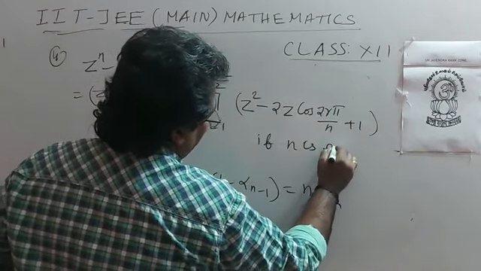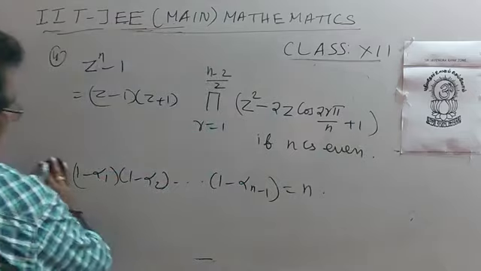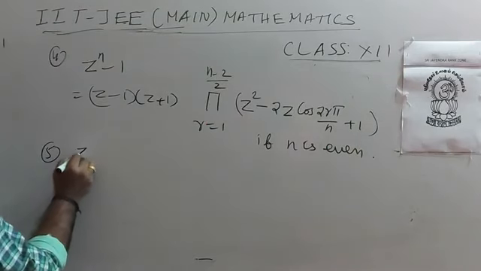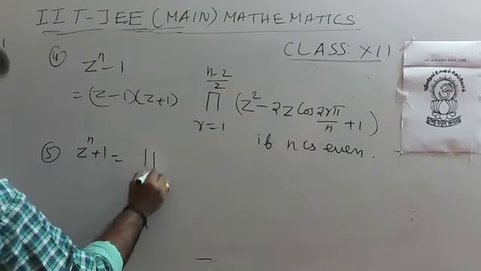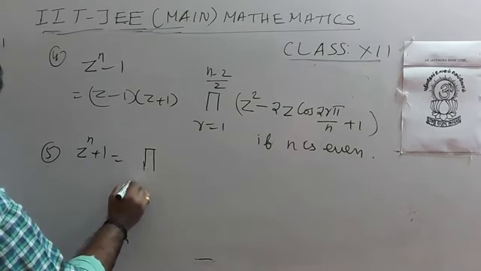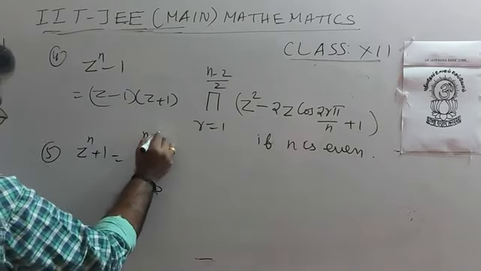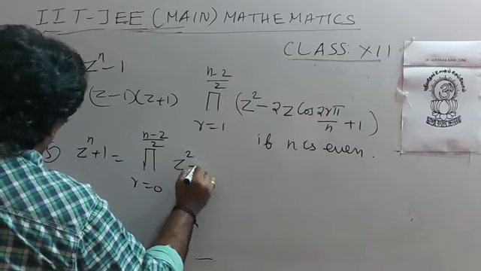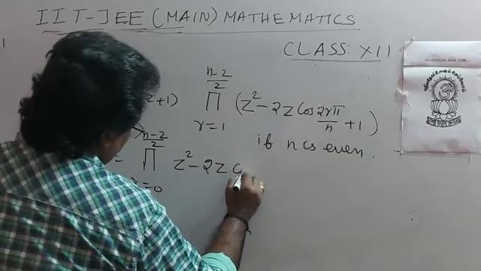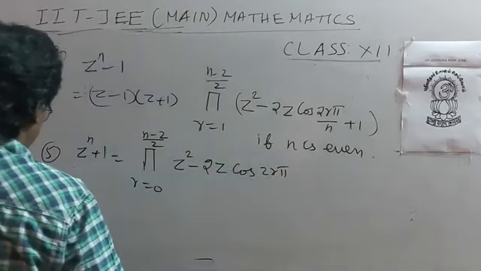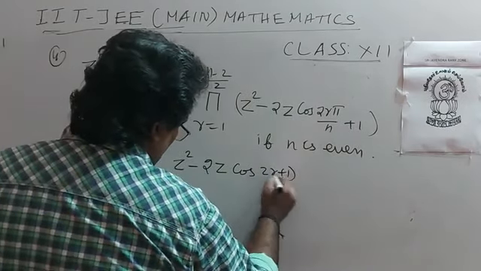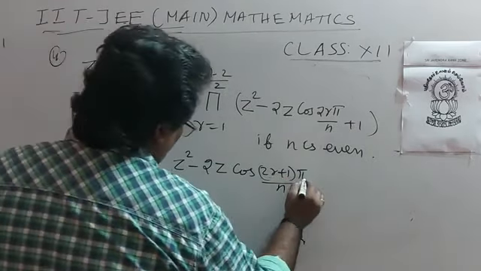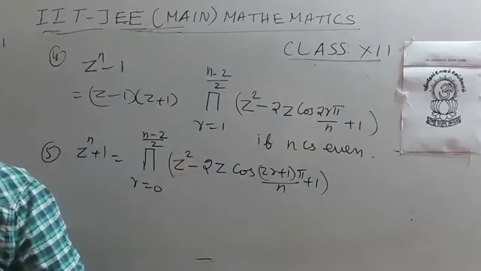If n is even, z power n plus 1 equal to product r equal to 0 to n minus 2 by 2 of z squared minus twice z cos of 2r plus 1 into pi by n plus 1.